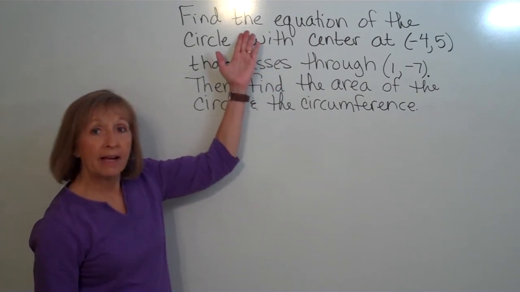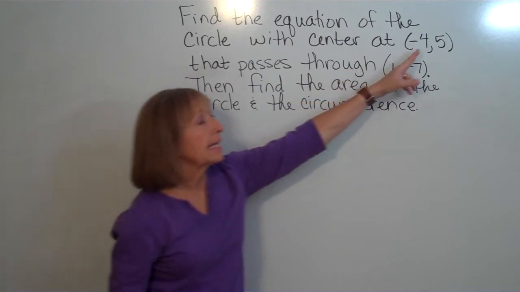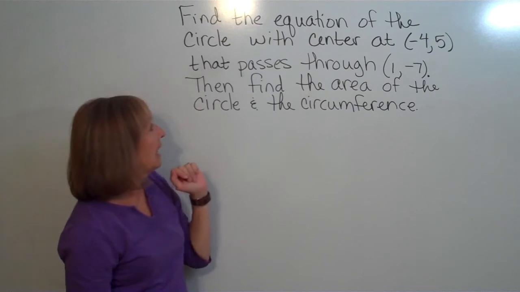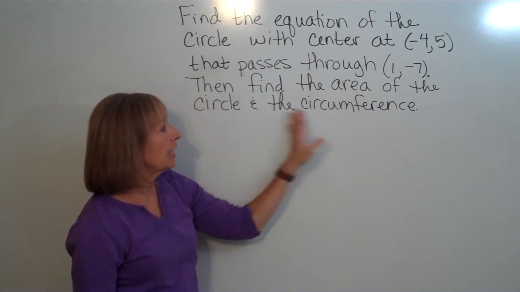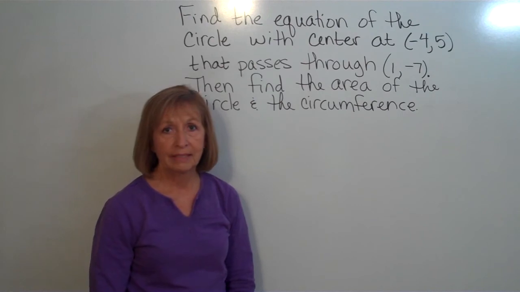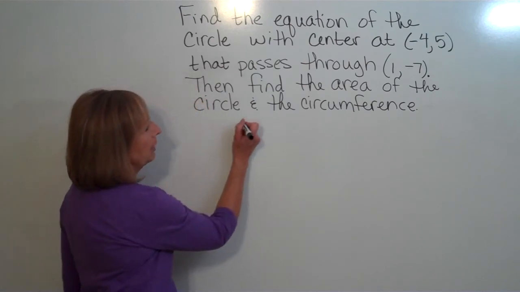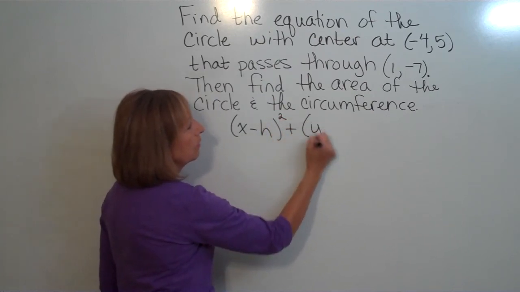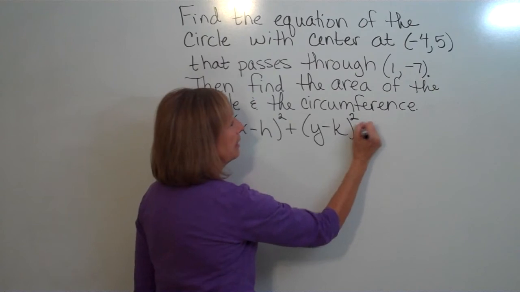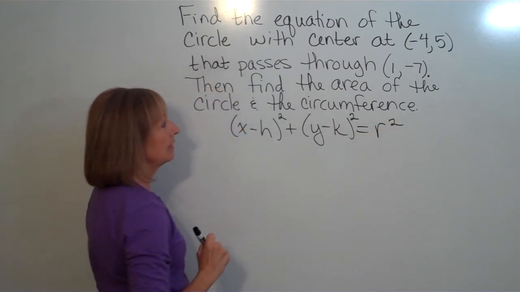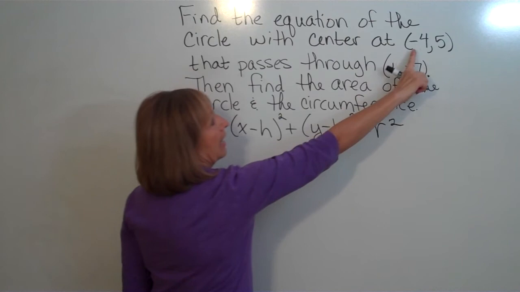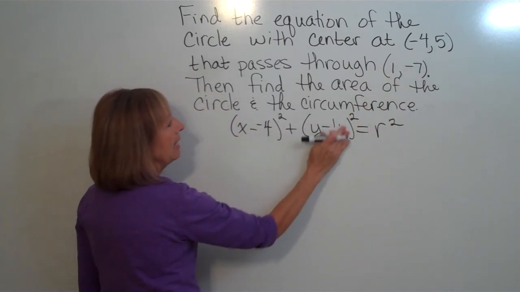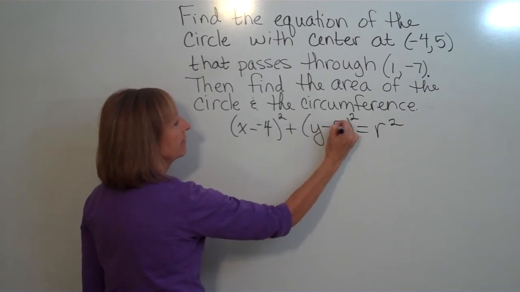So here it asks us to find the equation of the circle with center at (-4, 5) that passes through (1, -7). And then find the area of the circle and the circumference of the circle. So first of all, I know that my equation of the circle is (x - h)² + (y - k)² = r². And h and k is the center, and I already have that. So my h is -4, and my k is 5.